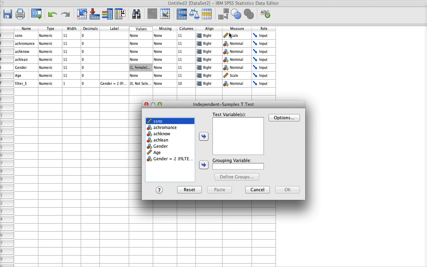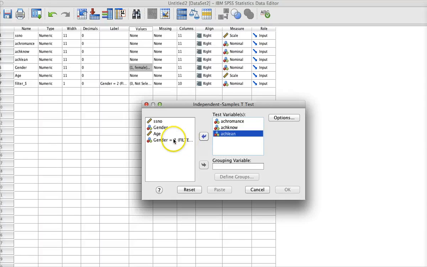So I'm actually going to do 3 different t-tests. I'm going to look at gender differences on the romance item, how much they value wanting to find the perfect romantic partner, how much they want to be an authoritative expert, that's the knowledge one, and how much they want to command a lean toned physique, that's the lean item. So those are my dependent variables, and then gender is the grouping variable or the independent variable.